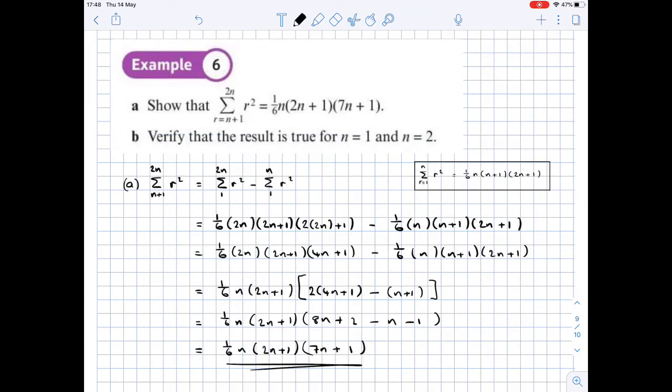Now to look at part B, which says verify that the result is true for n equals 1 and n equals 2.